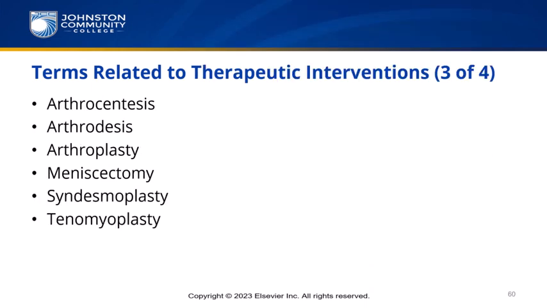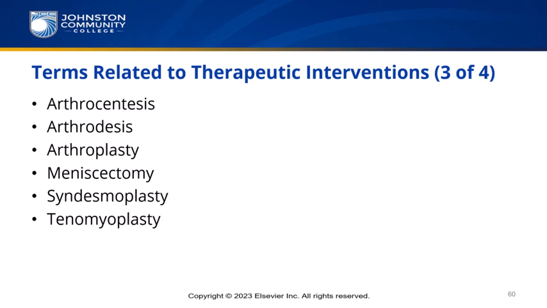Here we have arthrocentesis, which is a surgical puncture of a joint to remove fluid. This may be done for therapeutic or diagnostic purposes. Centesis is a suffix meaning surgical puncture. Then we have arthrodesis, which is a binding or stabilization of a joint by operative means. Desis is a suffix meaning binding. Then we have arthroplasty, which is surgical repair of a joint. Plasty is our suffix meaning surgical repair.